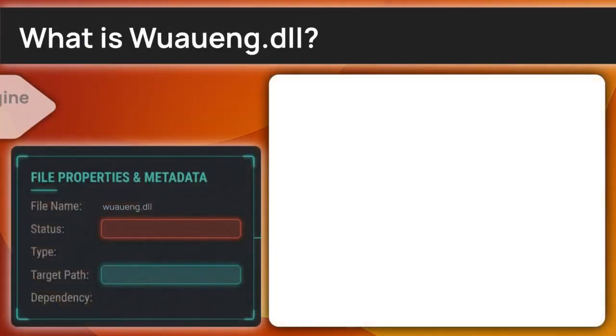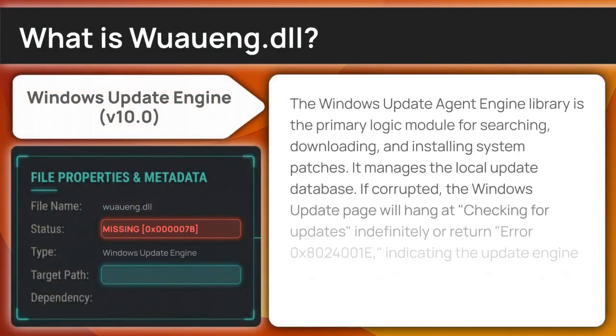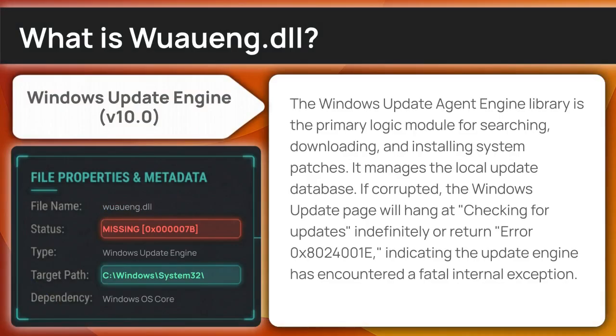This is the Wuaueng engine. The Windows Update Agent engine library is the primary logic module for searching, downloading, and installing system patches. It manages the local update database. If corrupted, the Windows Update page will hang at checking for updates indefinitely or return error 0x8024001e, indicating the update engine has encountered a fatal internal exception.